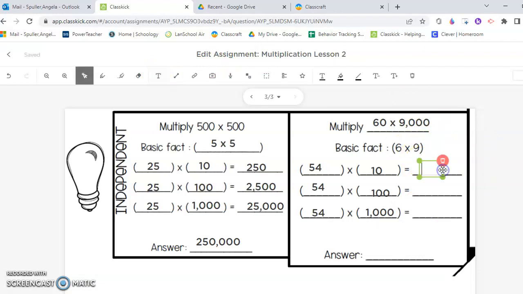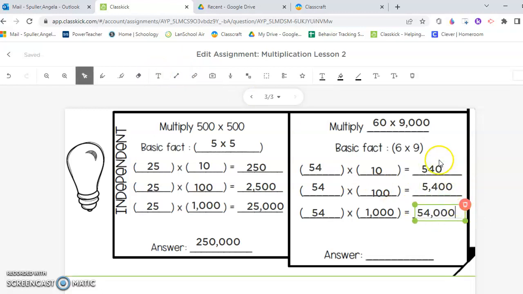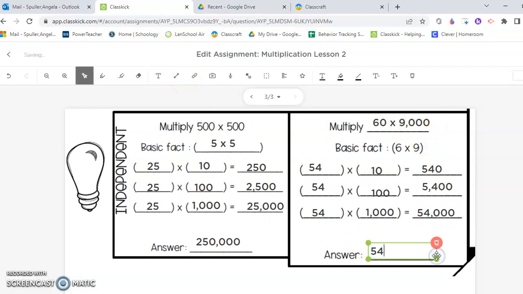Well, this would give me 54, add the 0, so I get 540. This would get me 54, add 2 zeros, which would get me 5,400. And then this one would give me 54, add 3 zeros. Well, I have 4 zeros, so my answer would be 540,000 because it has the 4 zeros.